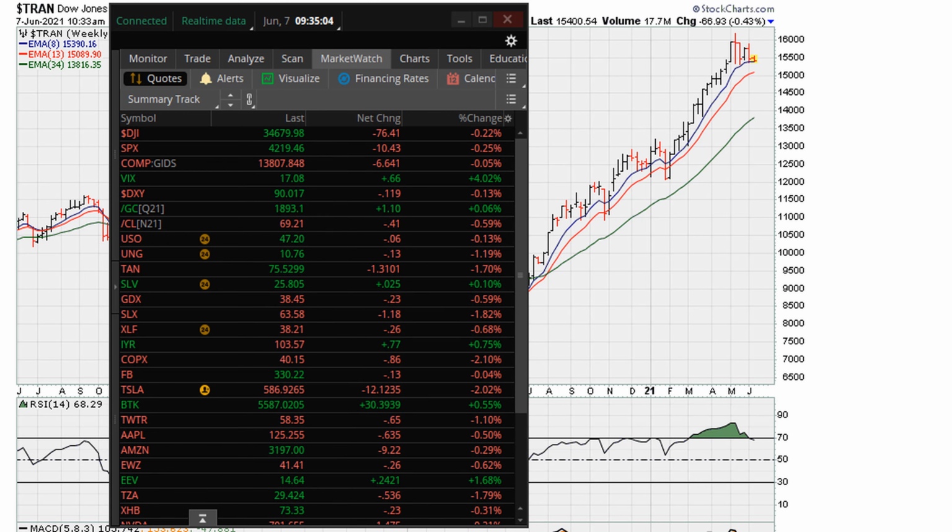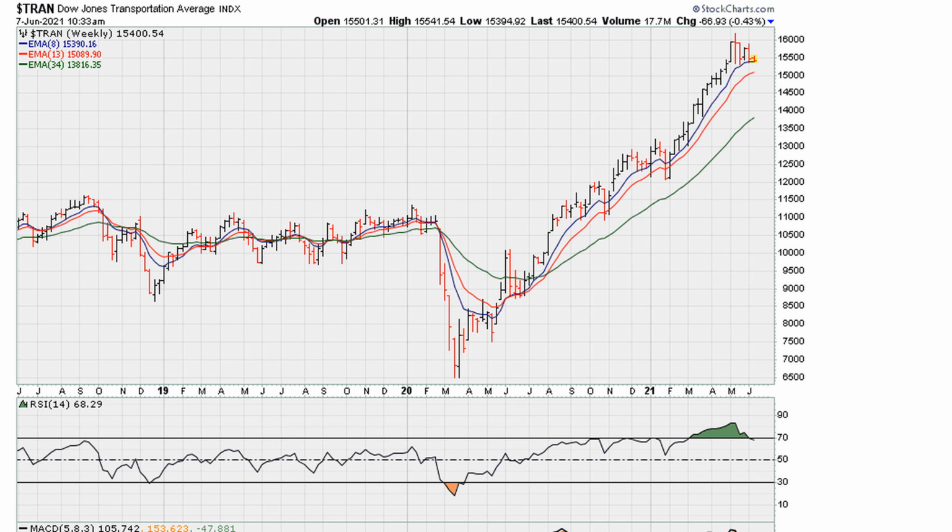This is US markets here for June 7th, 2021. And this is how your markets are shaping up. Let's take a look at the Dow transports, and we're going to use what I call strange lines, but they'll make sense in a little bit.